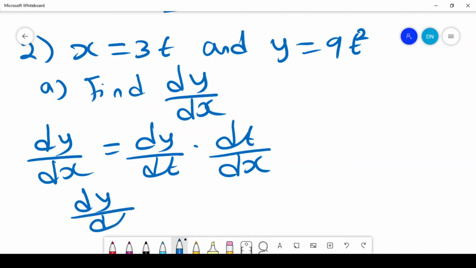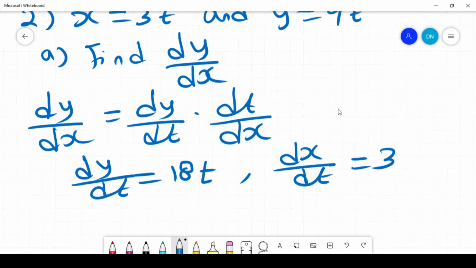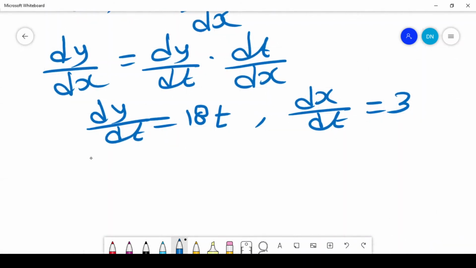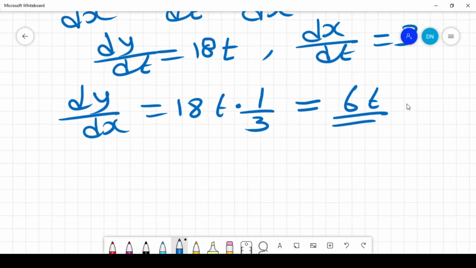dy dt is 18t and dx over dt is equal to 3. And therefore, because we need dt dx, not dx dt, dy dx will be equal to 18t times 1 over 3, which will give me the solution of 6t for that case, because we need dt dx, which is the reciprocal of what we found there.